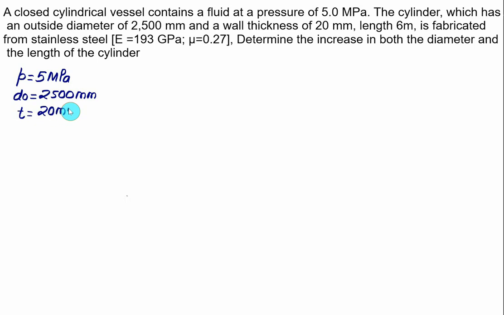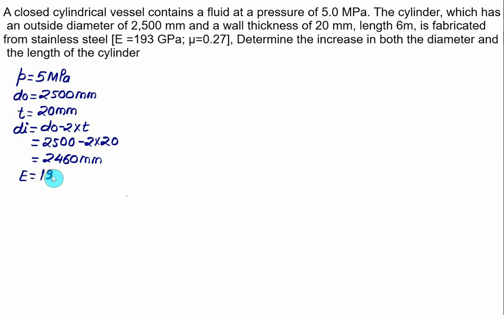So let's first calculate here the internal diameter DI. Internal diameter DI will be equal to DO minus 2 times the thickness of the wall. We have DO equal to 2500 minus 2 times the thickness T, that equals 20. So internal diameter is 2460 mm. Young modulus is also given. We have E equal to 193 gigapascal and Poisson ratio mu equal to 0.27.